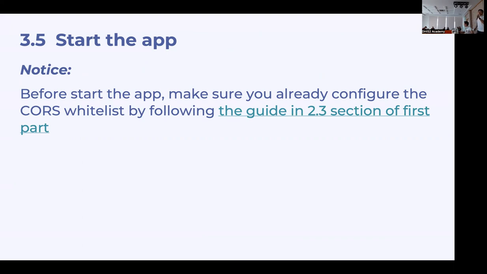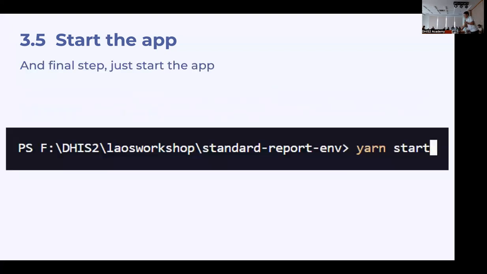Okay. For the next thing, that's very important. You need to configure DHIS2 to accept CORS. For example, for our local development, the standard report will start on a local computer, and if you get data from DHIS2, the browser will block our request, because it is blocked by default. So we need to configure the DHIS2 instance to accept the request. And then the next step is we can start the development of the standard report.